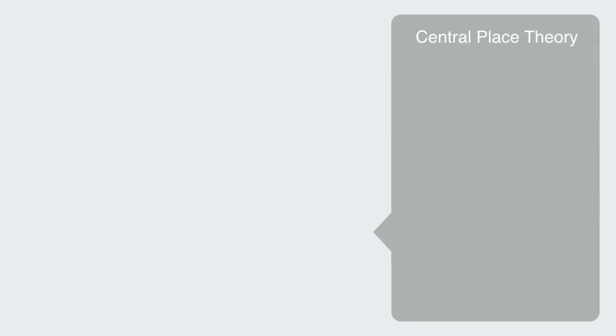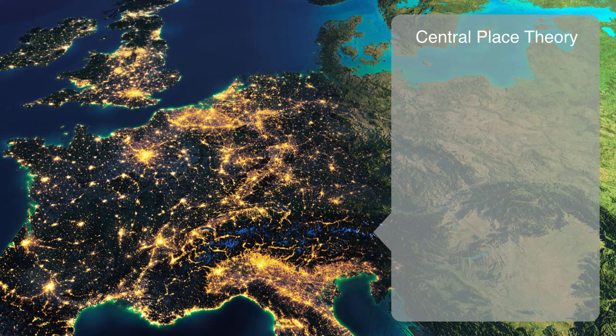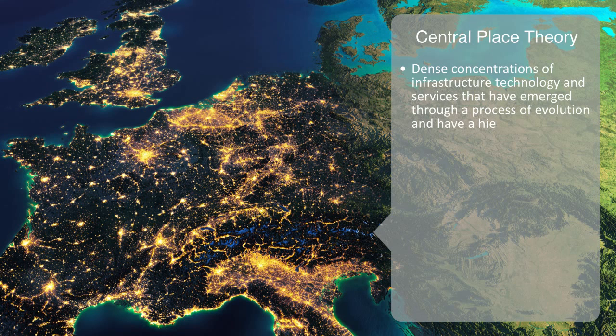This multi-tier hierarchical structure can be seen in the formation of urban centers. From the perspective of technology analysis, urban networks are really the fabric of our engineered environment on the macro scale. They are dense concentrations of integrated infrastructure, technology and services that have emerged over a long process of evolution, and they have a hierarchical structure to them, from villages to towns to cities to metropolitan areas.